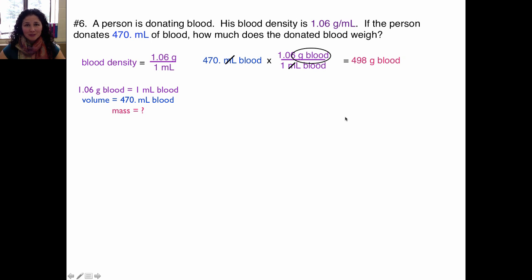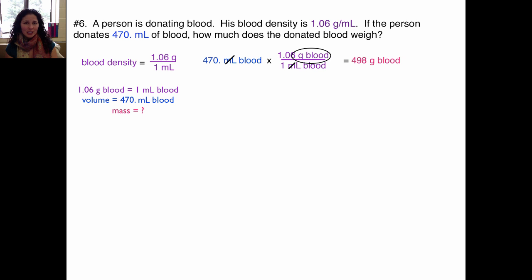I'm going to report this answer in 3 significant figures because I have 3 significant figures in both of the operands that I started with. 498 grams of blood is the answer. Now you've seen a problem in number 5 where you've solved for density, and you've seen a problem in number 6 where you used density as a unit conversion. There are some more practice problems in the end of your activity in the check for understanding.